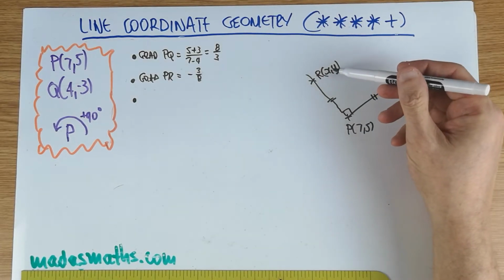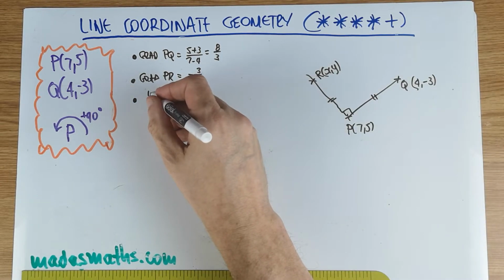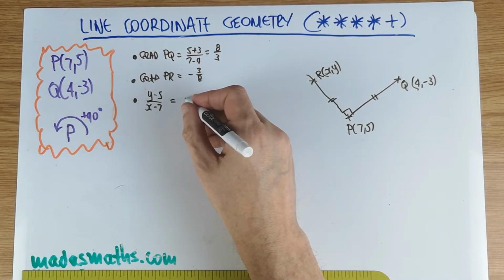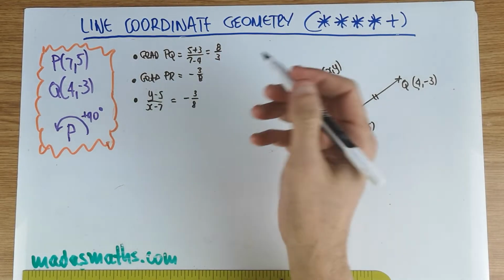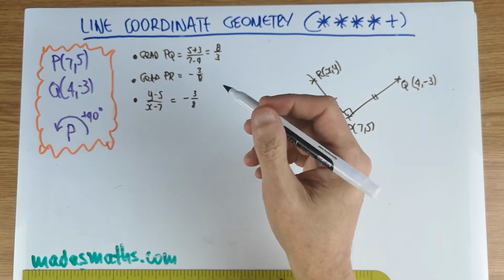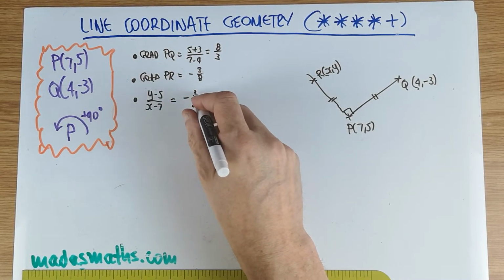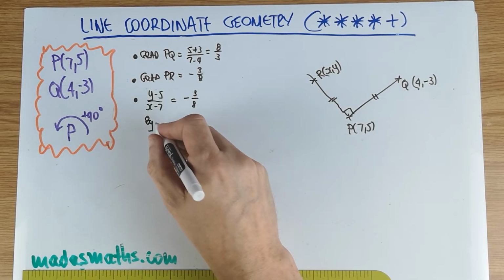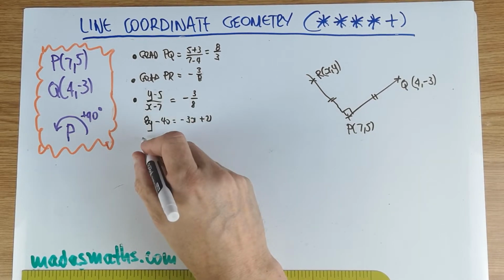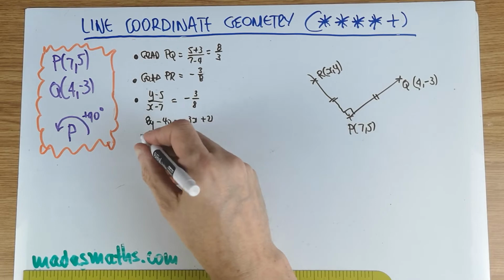I'm going to get an expression for that. So the gradient of PR, (y - 5) over (x - 7), is known to be -3/8. That's in fact the equation of your line. That's where it's coming from: y minus y1 is equal to m bracket x minus x1, or I use x naught. It's the same thing. It's basically a rearrangement of some of this. I'm going to keep the minus with the 3, so we're going to get 8y minus 40 is equal to -3x plus 21, and rewrite it as 3x plus 8y is equal to 61.